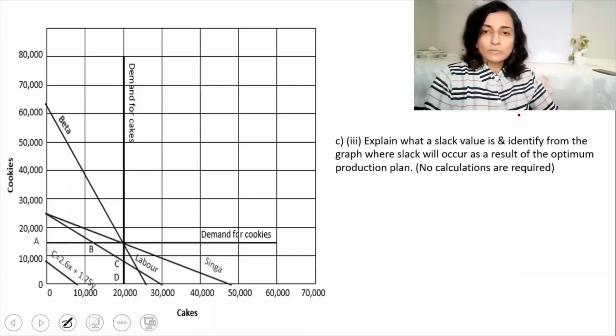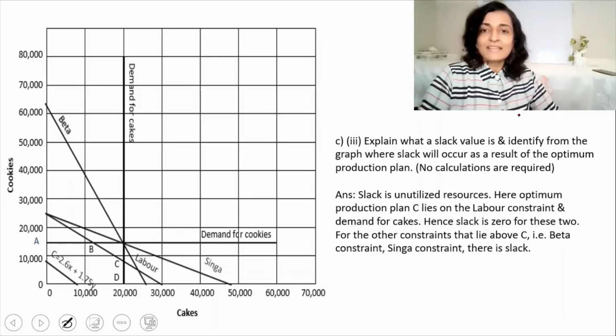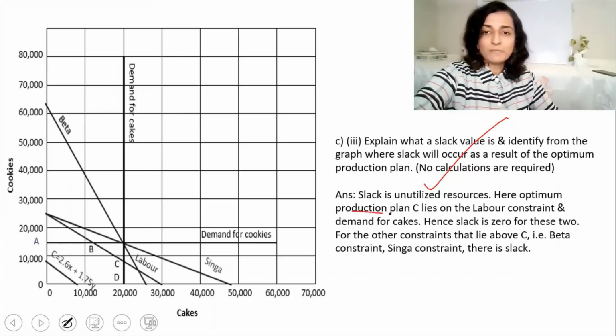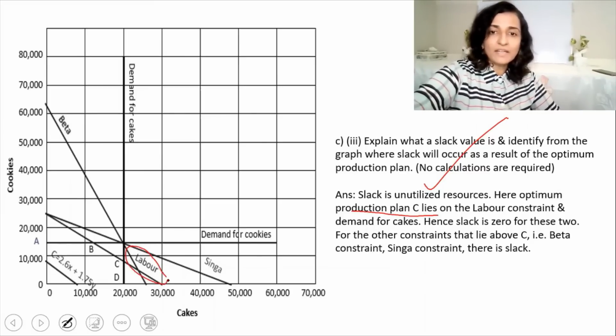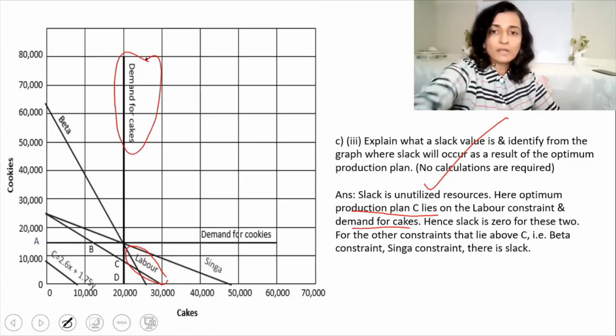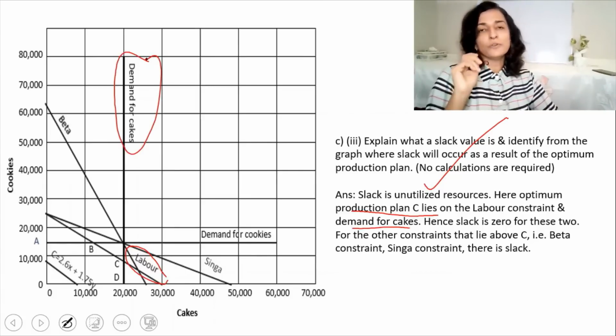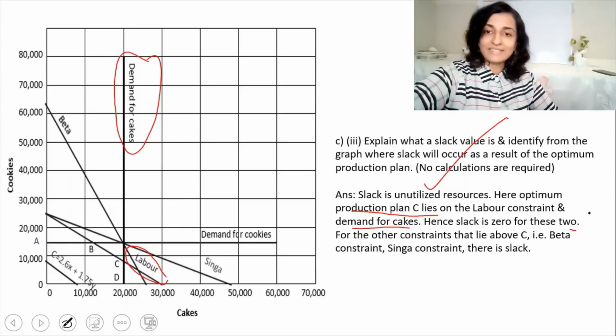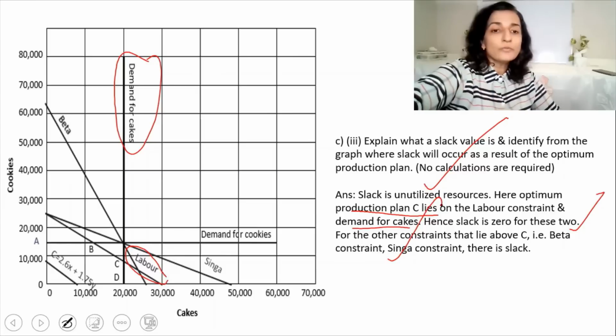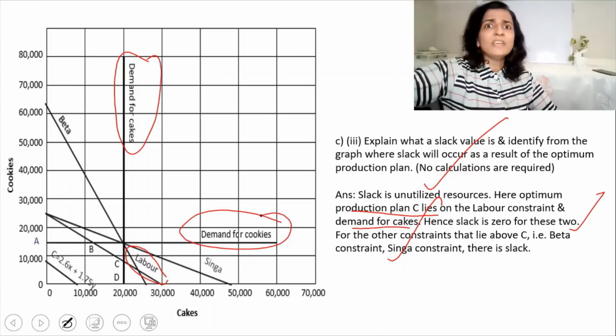Okay, so slack is unutilized resources. Here, the optimum production plan C lies on the labor constraint and the demand for cakes. Hence, slack is 0 for these two. So for those two, we have slack 0. And for the other constraints that lie above C, that is beta, Singa, we have a slack. And also for the demand for cookie, we cannot meet the entire demand because of the scarcity of labor.